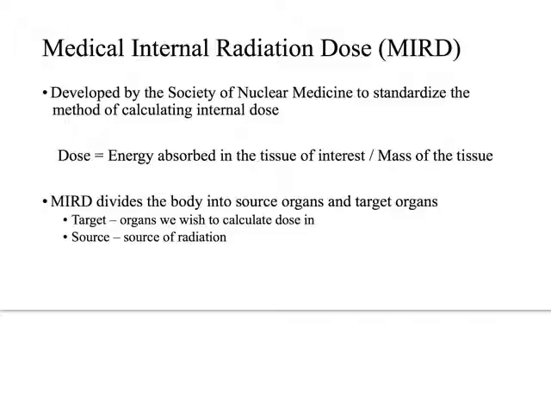In this case, the dose equals the energy absorbed in that tissue of interest divided by the mass of that tissue. Right? And again, this is arrived at using phantoms that simulate the patient's body. So the MIRD divides the body into source organs and target organs. So anytime we're figuring out a MIRD, we will have to define, this is the target organ I want to know about, right? So if we're in the instance of, and we do this all the time in radiation therapy and in nuclear medicine, anytime we're giving thyroid injections or brachytherapy, this is the kind of calculation that they're doing.